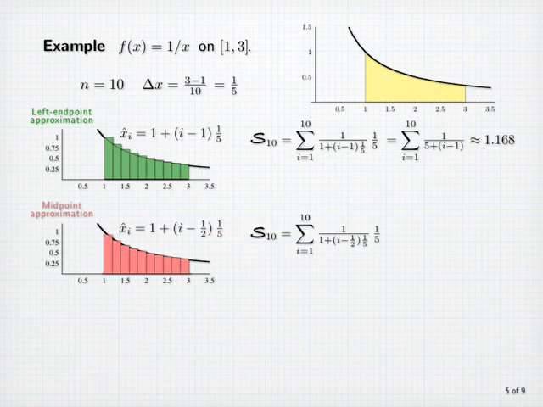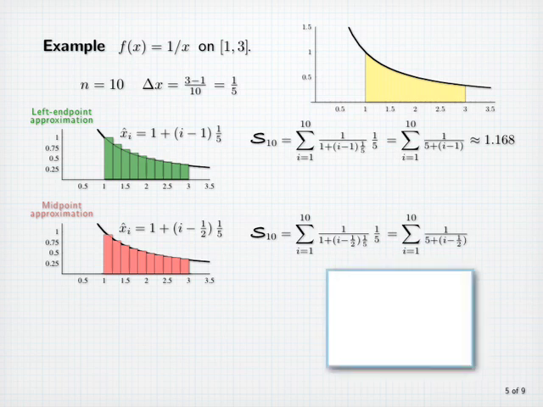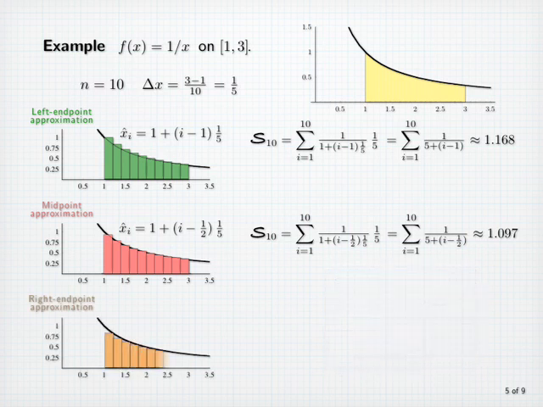This simplifies to the sum from i equals 1 to 10 of 1 over (5 plus i minus 1/2). And again, we go into the calculator, we enter the formula, and find that that S10 is approximately 1.097. Now let's calculate the right endpoint approximation with n equals 10. Here, x hat sub i is simply 1 plus i times 1/5. And so S10, for this choice of x hat sub i, is just the sum from i equals 1 to 10 of 1 over (1 plus i times 1/5) times 1/5.